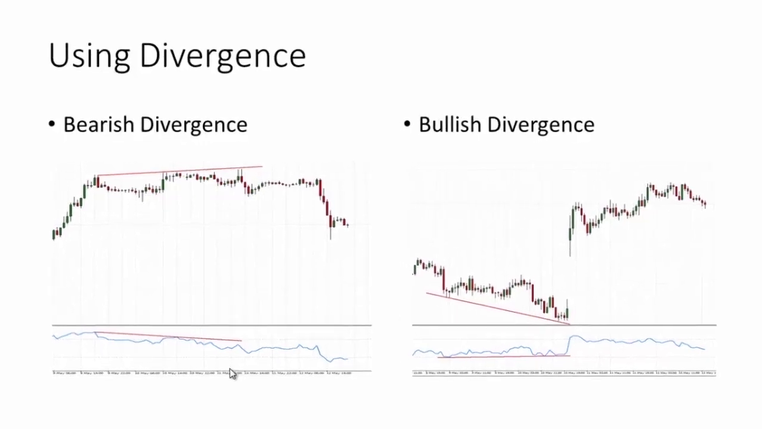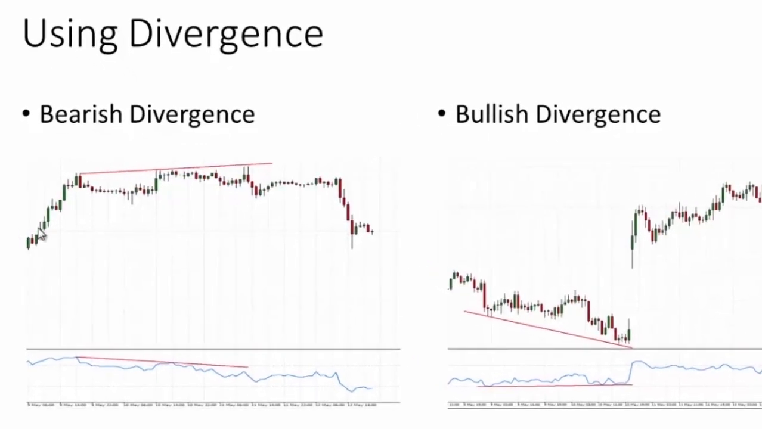Watching for divergence between price and RSI indicator is another means of refining its application. Divergence occurs when a security reaches a new high or low in price, but the RSI does not reach a corresponding new high or low value.